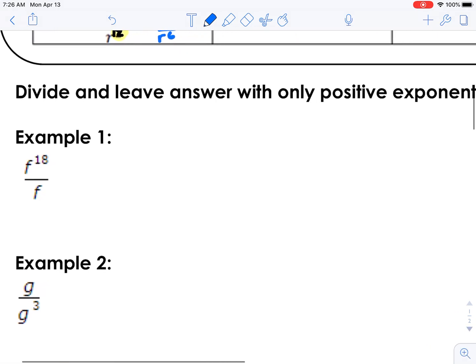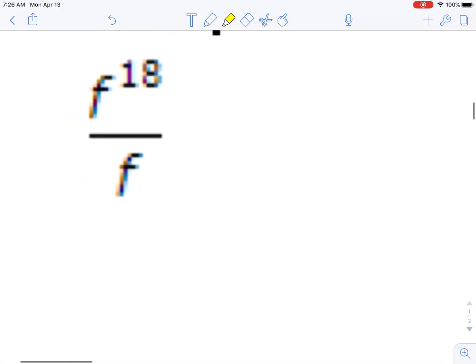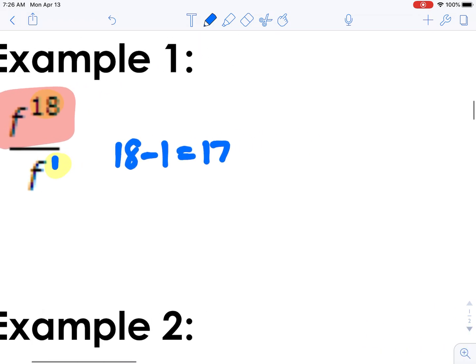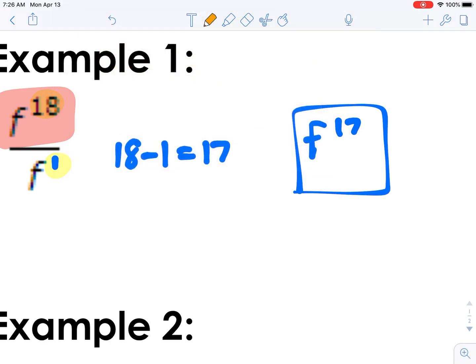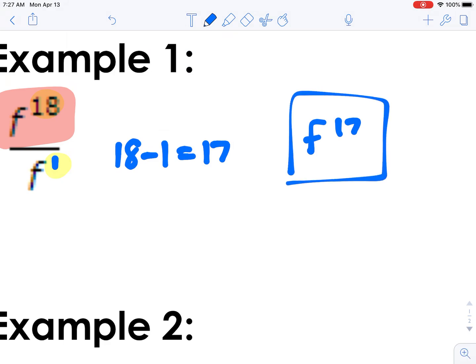Coming to these problems, it says we want to leave only positive exponents. Put in your missing placeholder. And now take bigger minus smaller. 18 minus 1 is 17. And where is the bigger exponent? The bigger exponent's on the top, so our final answer is f to the 17 on the top. You don't need a placeholder on the bottom as long as the exponent is on the top, or the variable is in the numerator at the top.